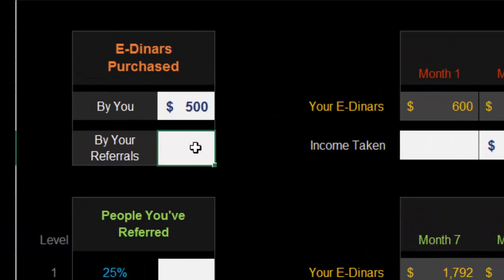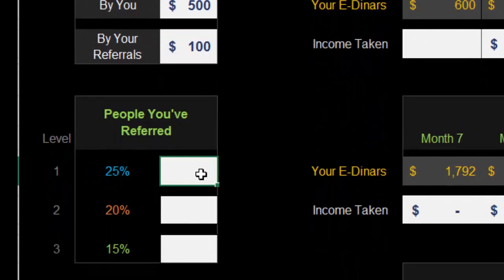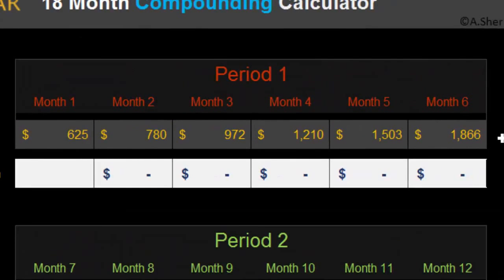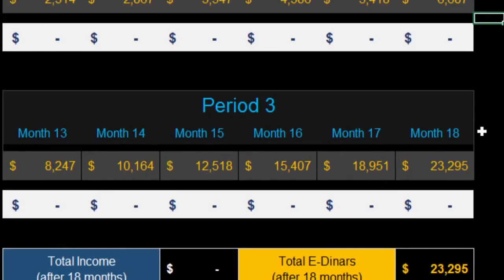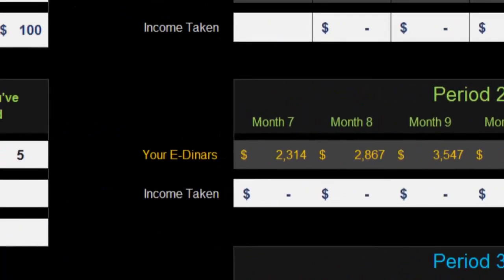But let's suppose you introduce people, and in this example, let's say they only come in with $100. So you've put in 500, they're putting in 100 each. And let's say you introduce 5 people. So on your first level, you've got 5 people. You're earning 25% of their bonuses. So now the figures jump up. At the end of month 6, you're looking at 1,800. Month 12, 6,500, and month 18, over $23,000. But of course, this is assuming you're not taking anything out.